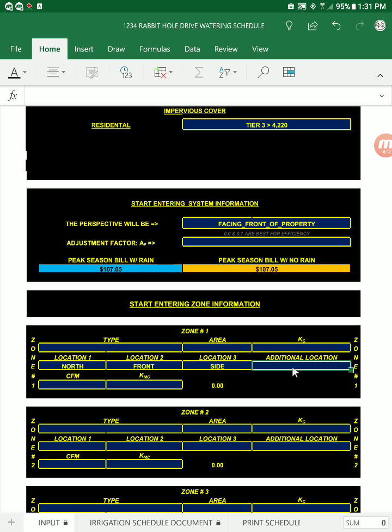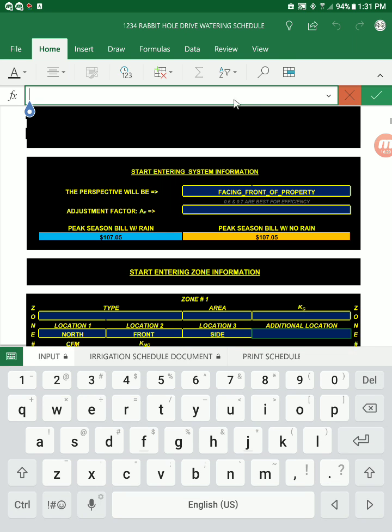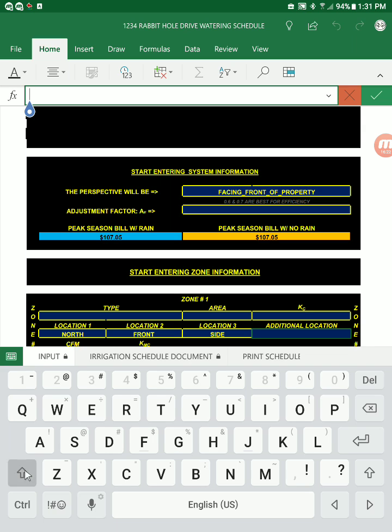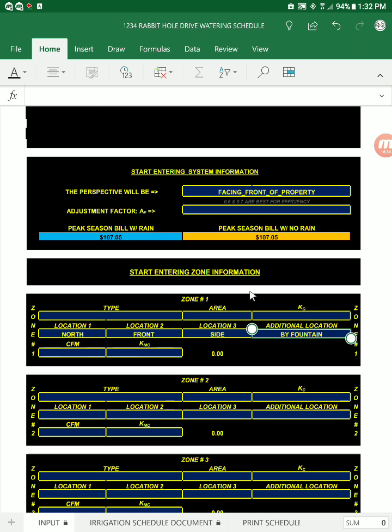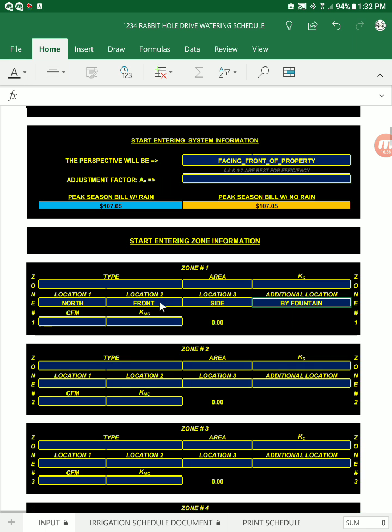Again, this is the only other place that you have to type. You literally have to type the additional location. This is where we would say something over here, like, I like all caps, BY FOUNTAIN. That's the only other place you have to type. Honestly, it's quite easy to type in this. That explains this location right here.